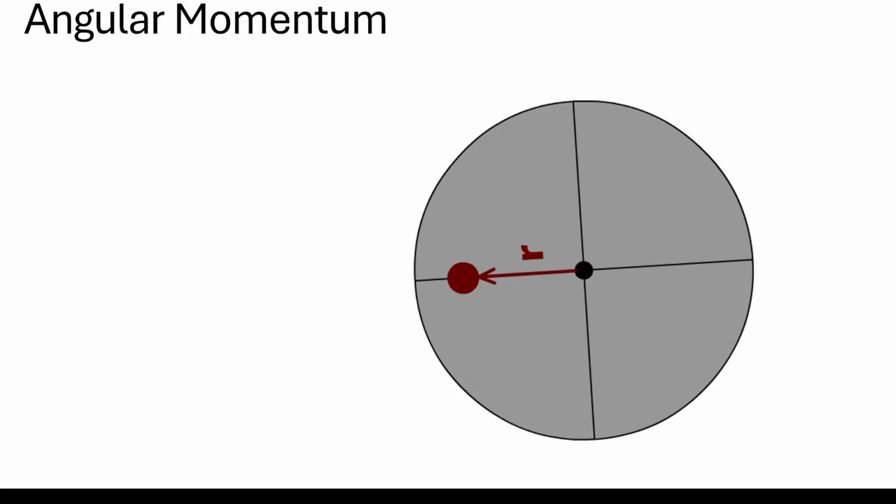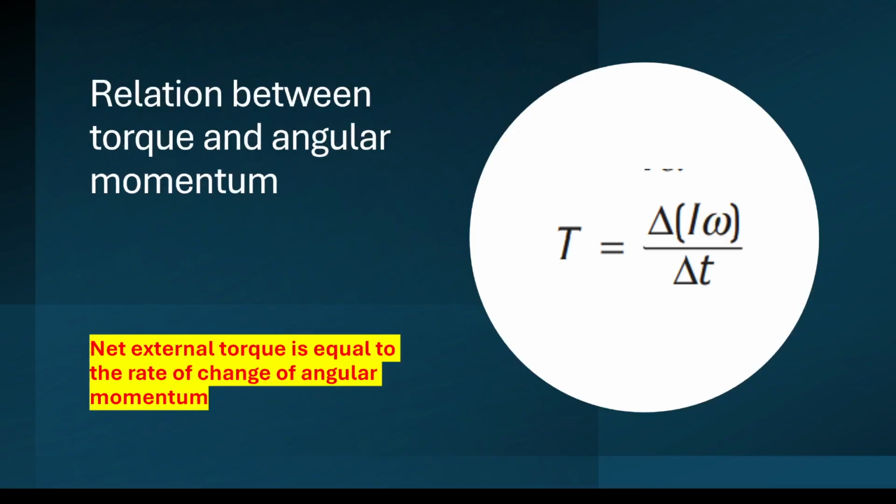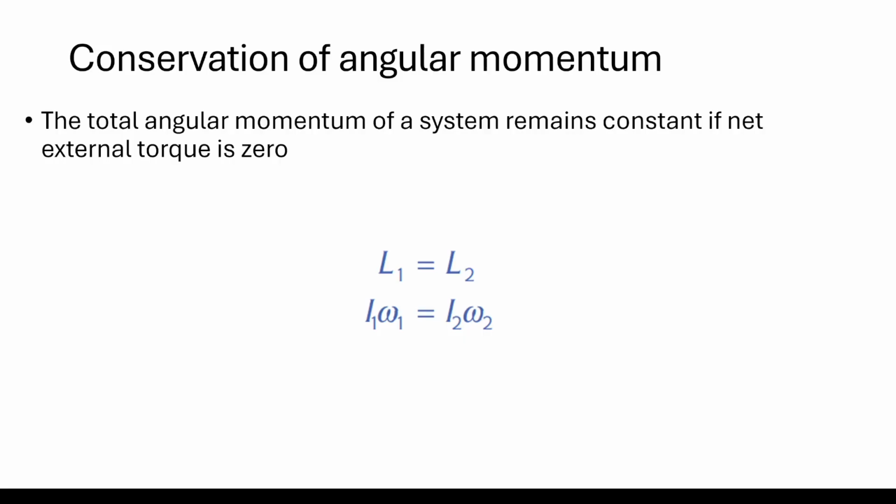Okay, so if I see this, this is what we just saw. Net external torque is equal to rate of change of angular momentum. That is the relationship between external torque and angular momentum. So if the net torque on a body is 0, the angular momentum remains constant. That is called conservation of angular momentum. This is what I just explained to you with my own beautiful handwriting.